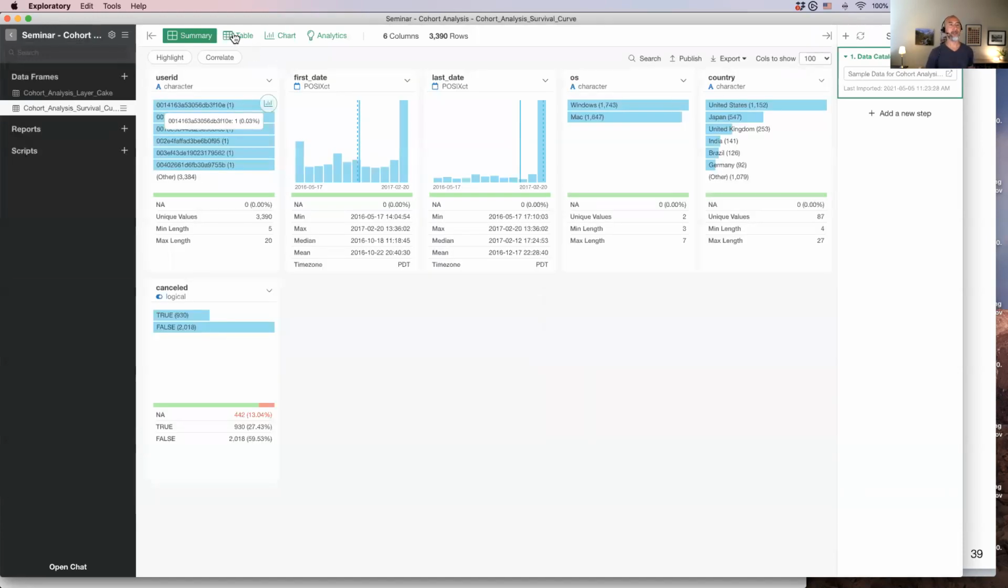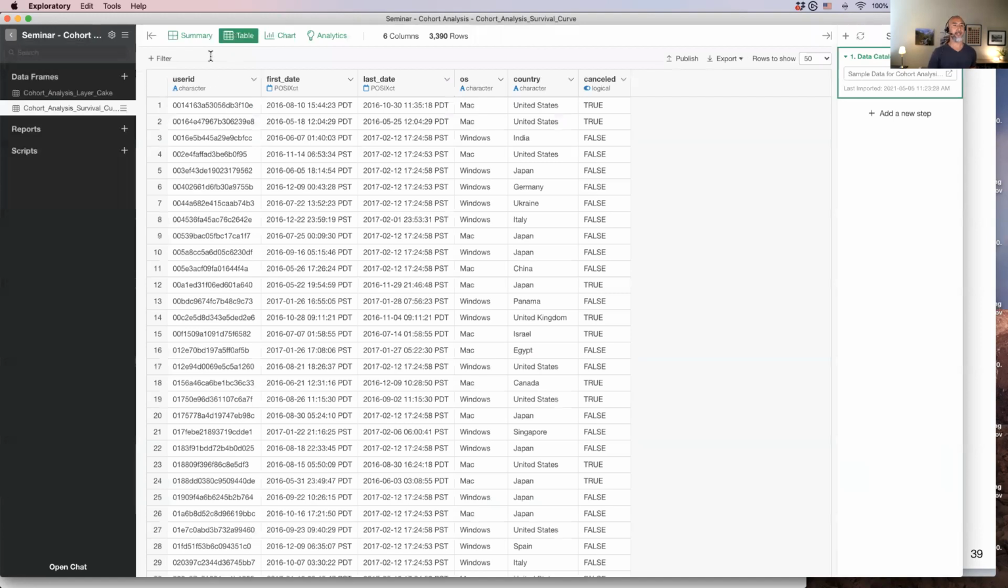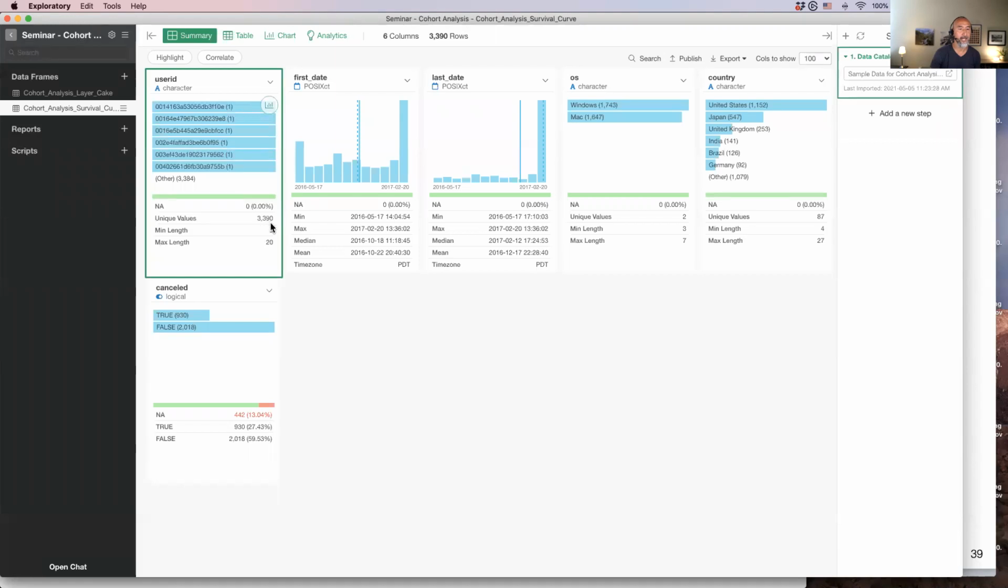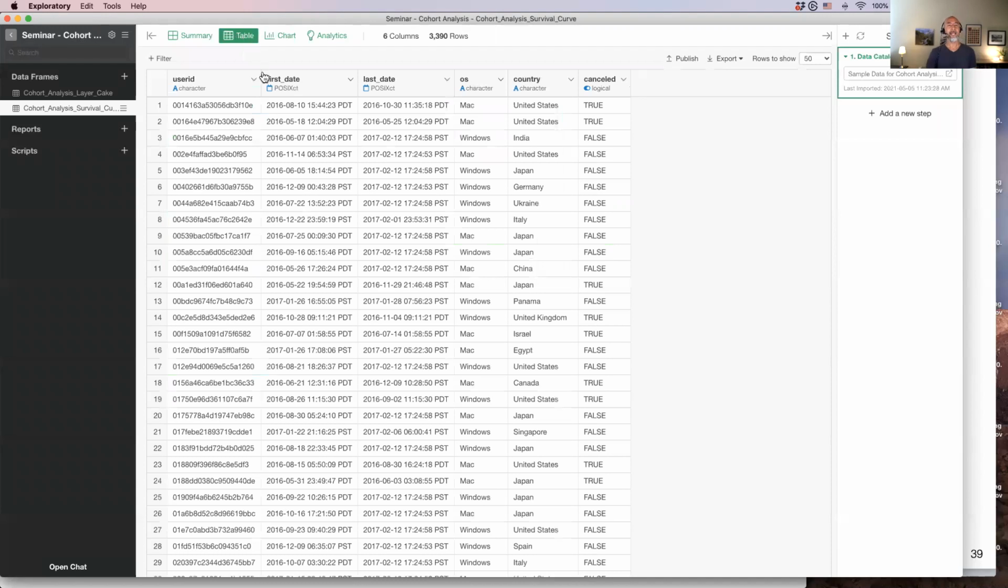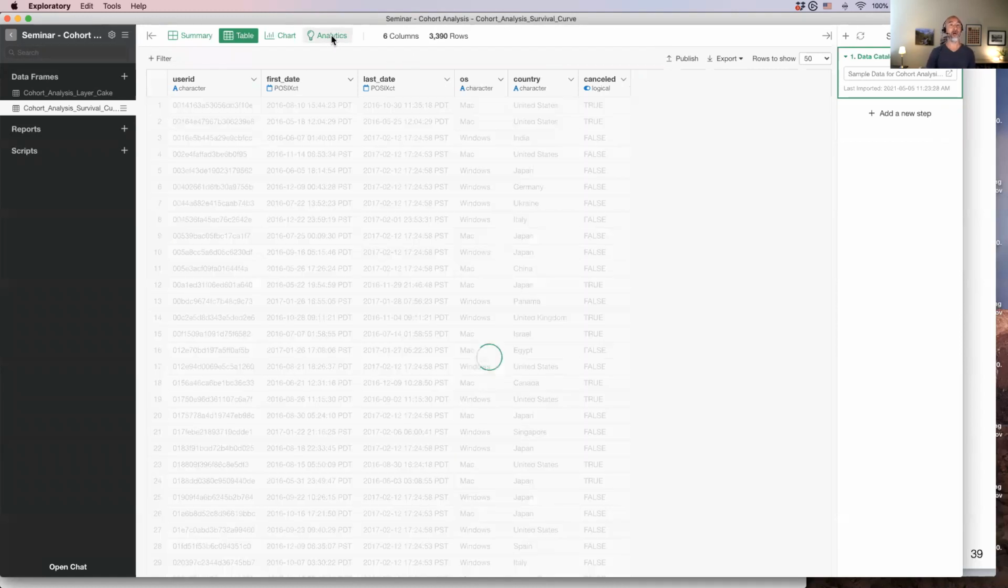When I go to the table view, I have the user ID. We can check, for example, that user ID has 3,390 unique values, and that matches the number of rows. So we are sure that each row represents one user, and there are no duplicated user IDs here. Then we have the first day and last day, and luckily we have the cancel column, which is the event status column. So we can go ahead and start creating a survival curve.